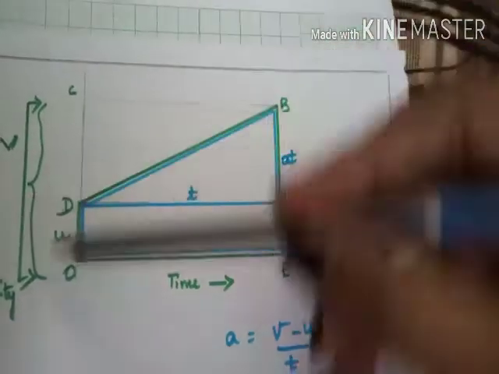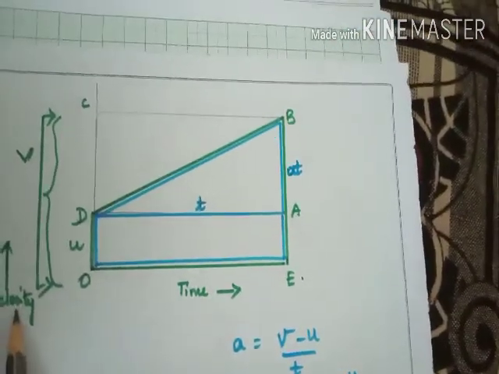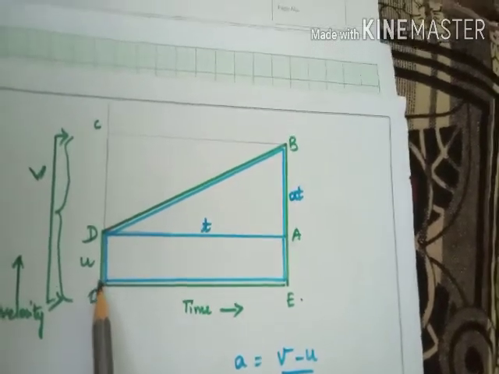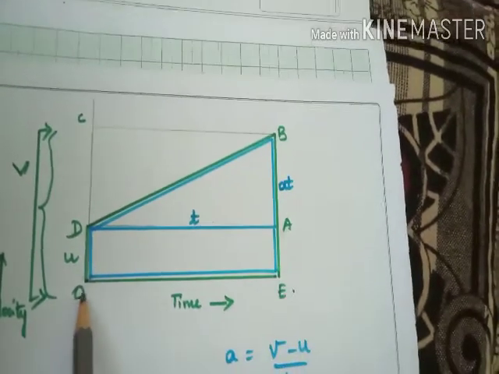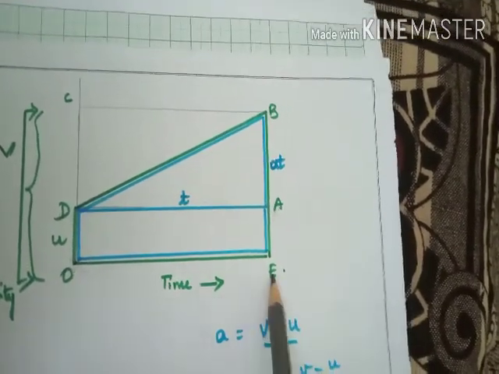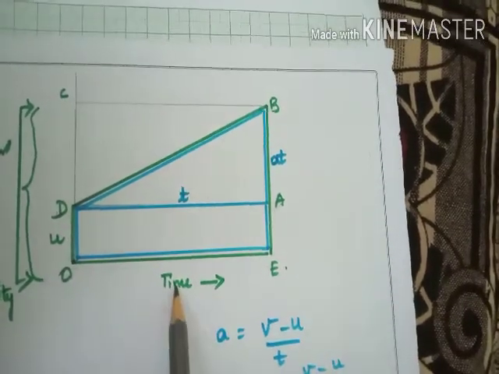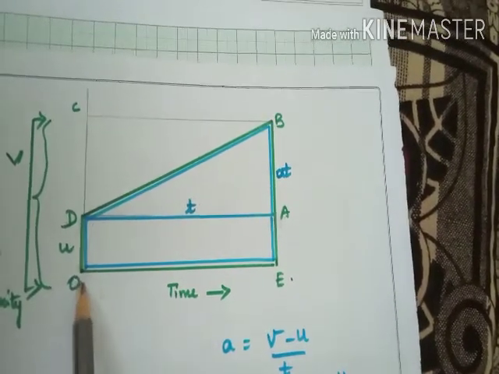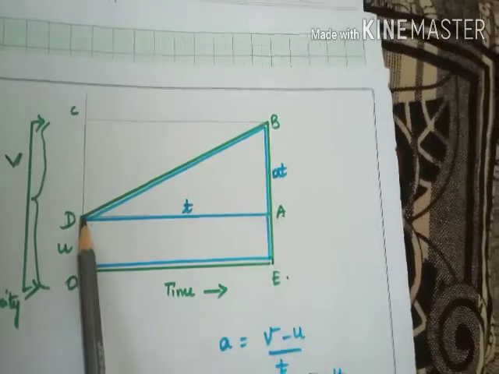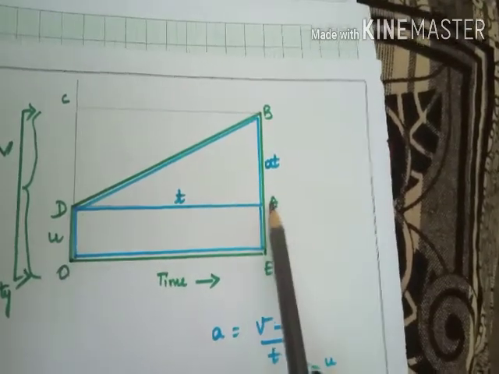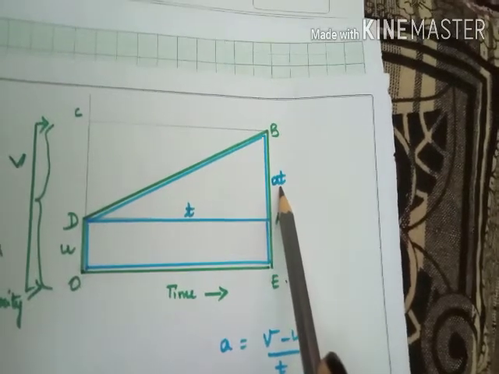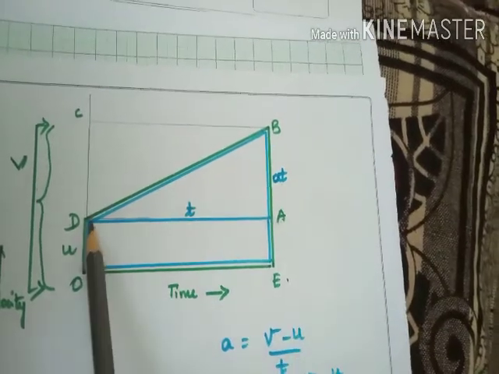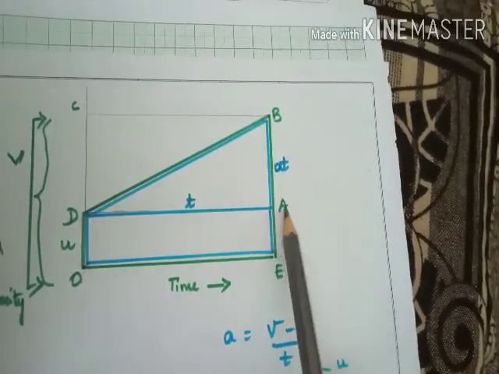Now the graph is plotted between velocity and time. Here we are going to consider the trapezium O, D, B, A, E and again O. Here for OE we have the value time, so OE is equal to T. Initially I told OE is equal to AD, so if OE is equal to T, then similarly AD is also equal to T. We have the value AB is equal to AT from the first equation of motion.